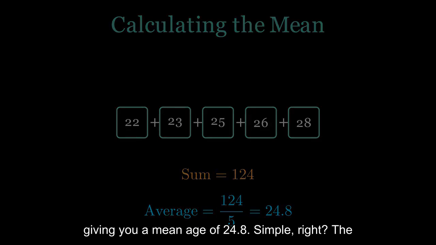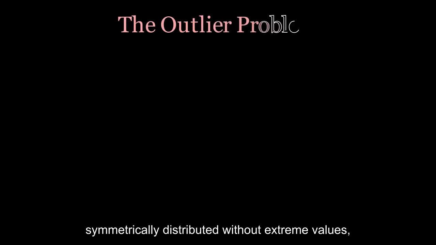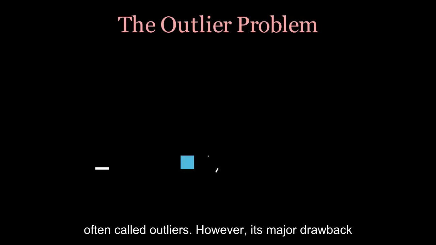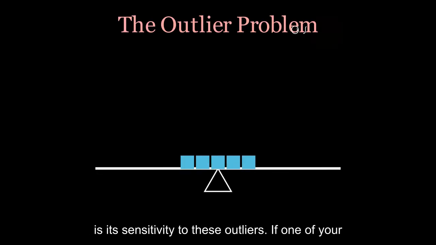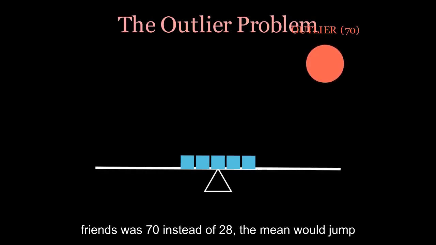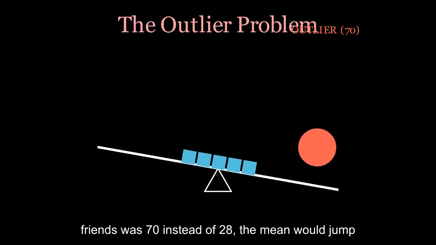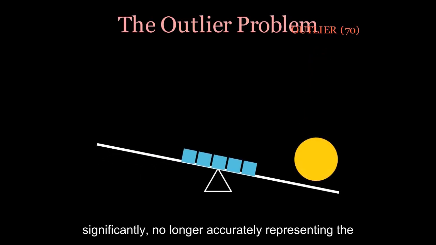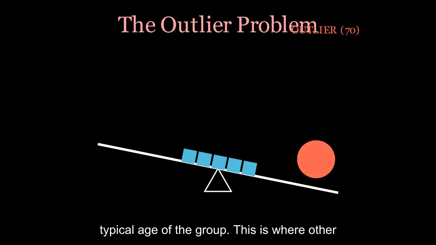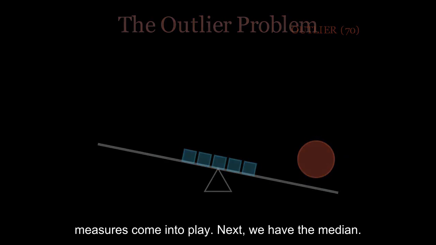Simple, right? The mean is incredibly useful for data that is symmetrically distributed without extreme values, often called outliers. However, its major drawback is its sensitivity to these outliers. If one of your friends was 70 instead of 28, the mean would jump significantly, no longer accurately representing the typical age of the group. This is where other measures come into play.